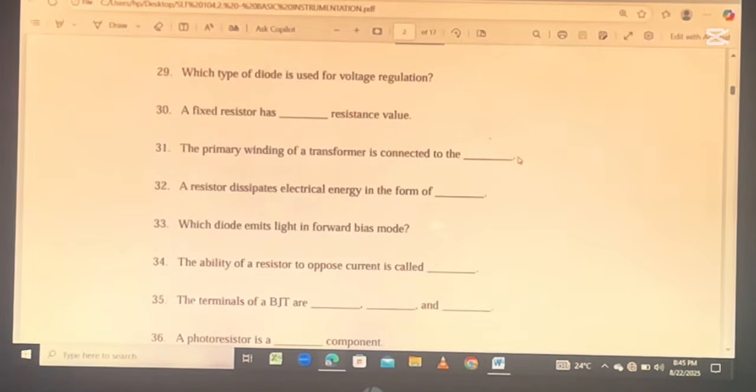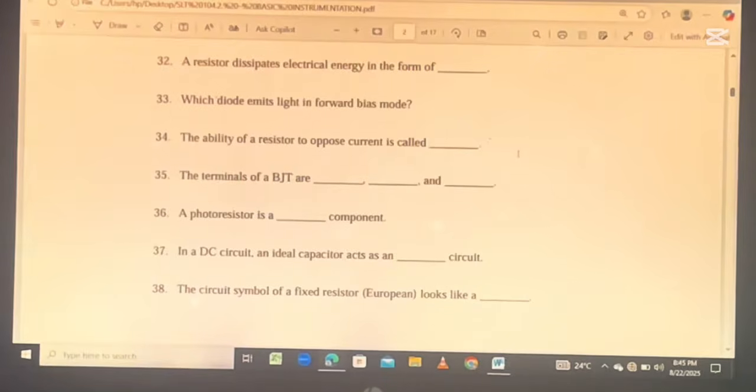All right, then the next question: the resistor dissipates electrical energy in the form of heat. So the resistor dissipates, that is, gives out electrical energy in the form of heat. Then the next question: which diode emits light in forward bias mode? The diode that emits light, we've talked about it before, is called the LED, light emitting diode. The next one: the ability of a resistor to oppose current is known as resistance. In fact, that's the major function of a resistor, as a matter of fact.